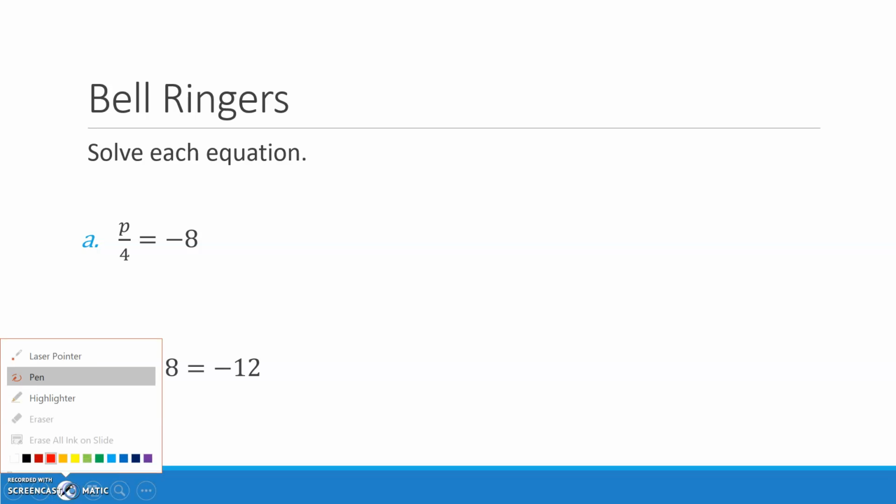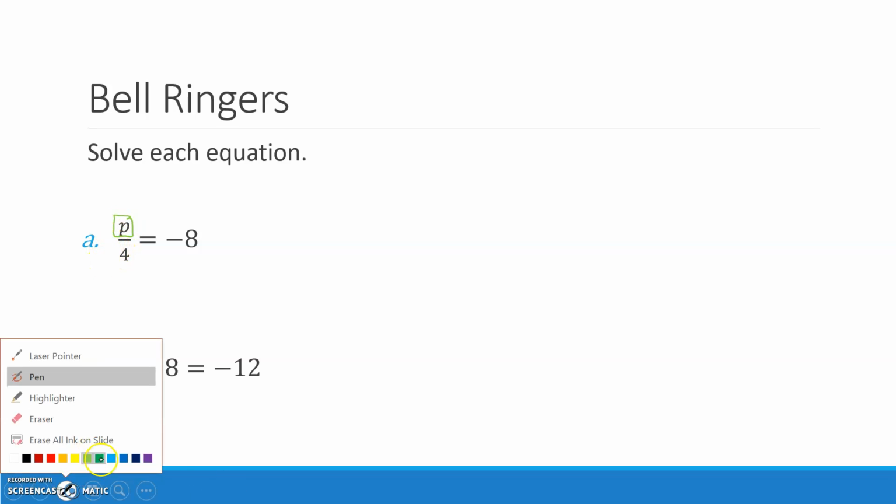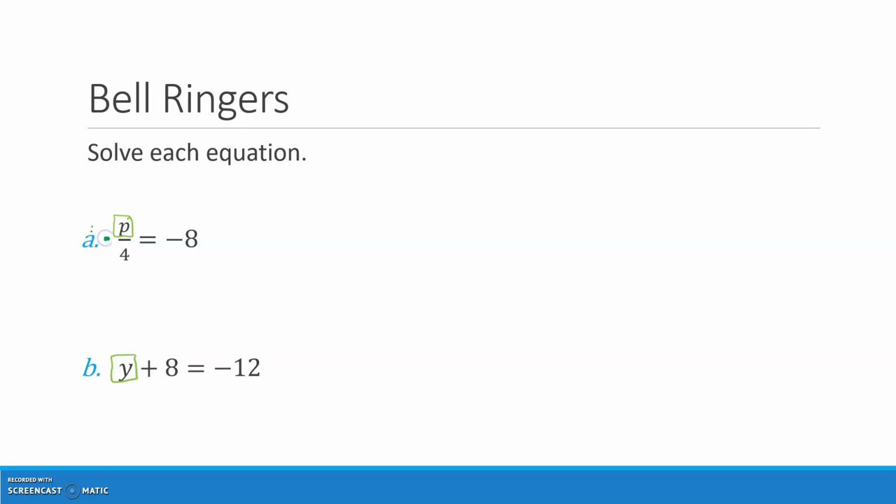All right, so if we're looking at this, what we should do is say what's happening with our variable. So we talked before about putting a box around it. We kind of stopped doing that because we got pretty comfortable, but the box is going to come into play again today. So P is being divided by 4, so we have to do the opposite, and the opposite operation is to multiply by 4. Multiply by 4. So here, that's going to cancel out 4 and 4, and we get P equals negative 32.